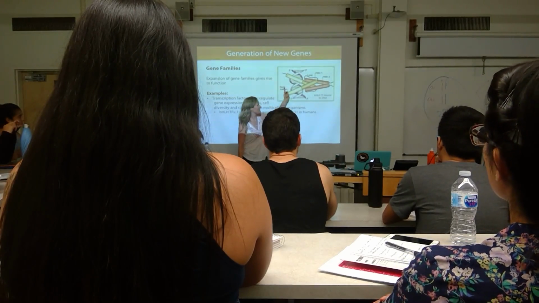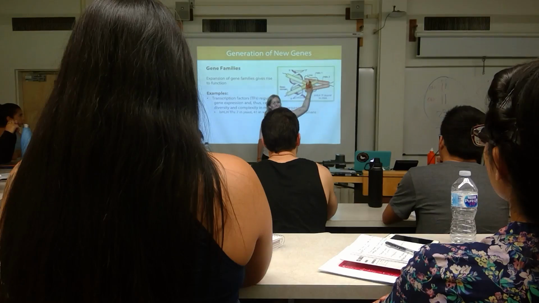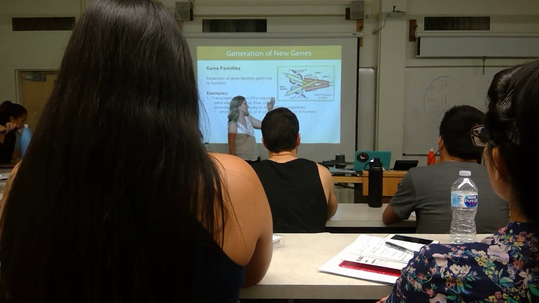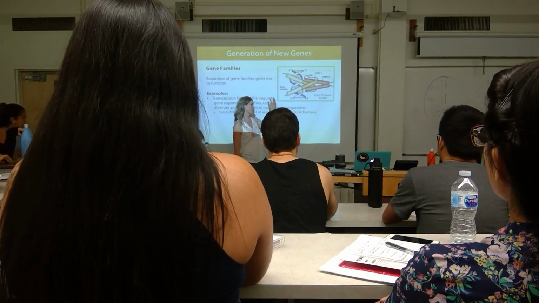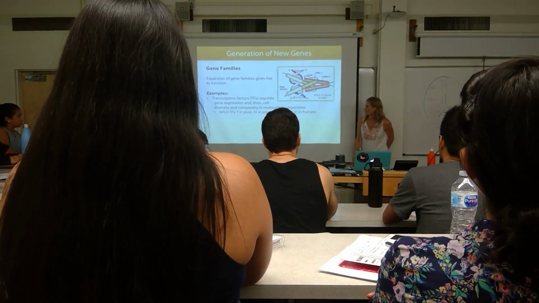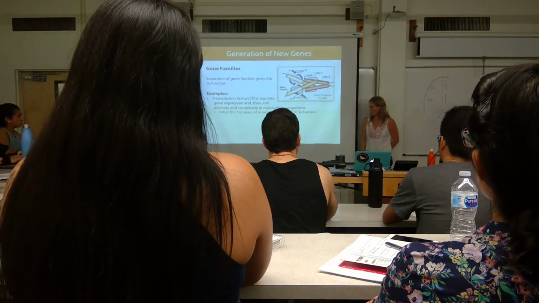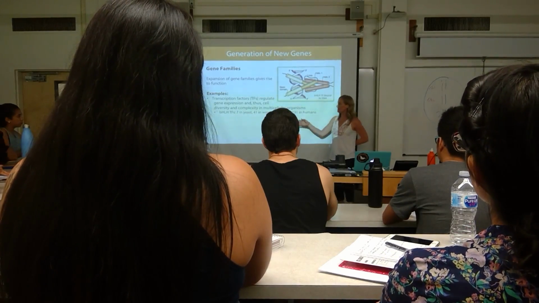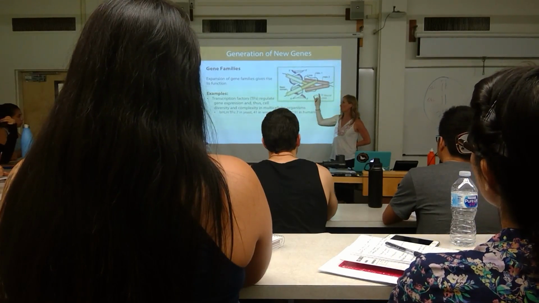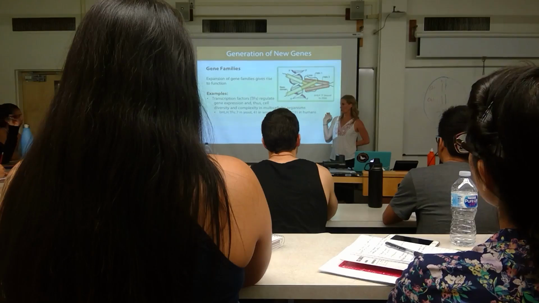BHLH, or basic helix loop helix transcription factors. It's a transcription factor that's just named after its structural components. And it's a transcription factor family that's expressed in a ton of different organisms. But you see a difference in the number of BHLH transcription factors according to the complexity of the organism.